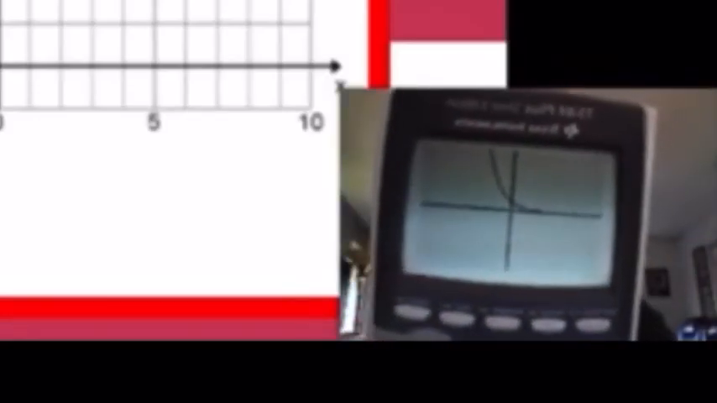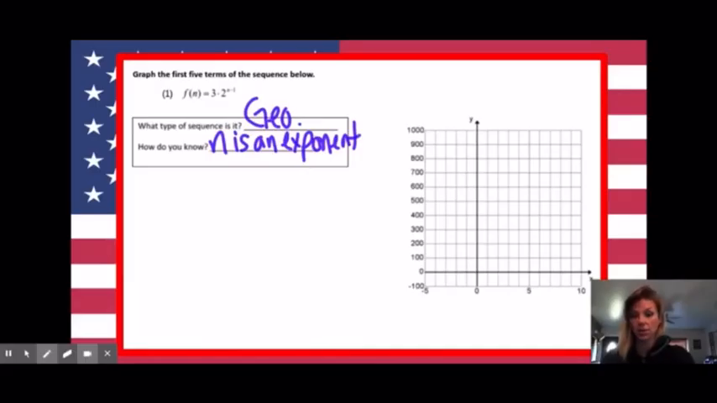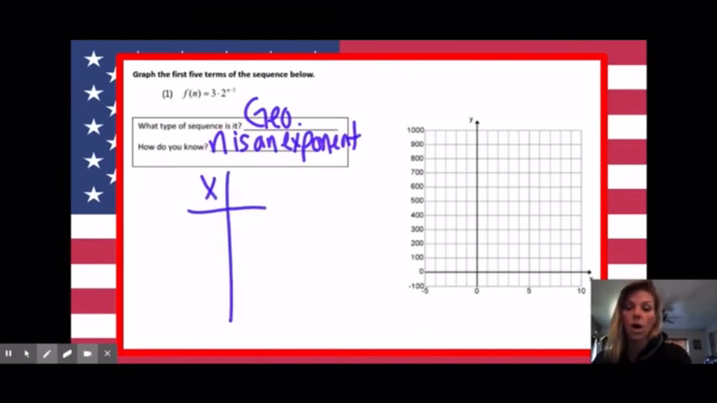See, it's curved. It's exponential, so it has to be geometric. Now to graph this, it says graph the first 5 terms. So that means I'm going to start where x is 1, remember. I'm going to graph 1, 2, 3, 4, and 5. And I'm just going to use my calculator.